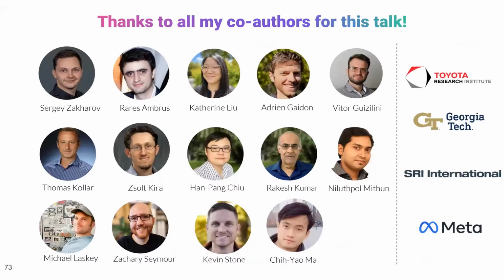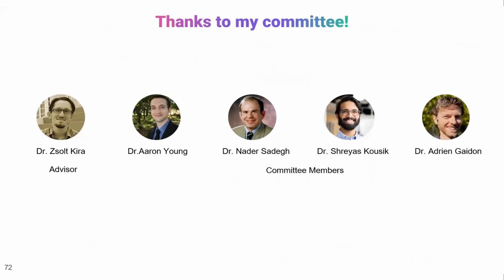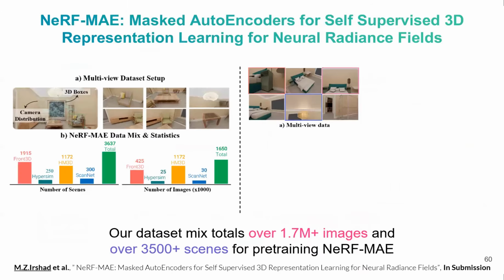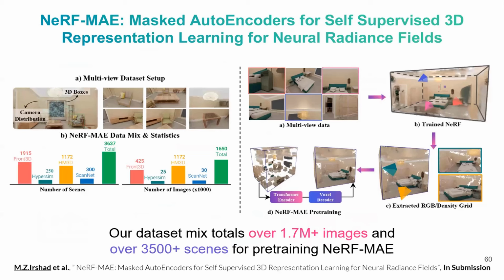Yeah, if I can quickly, I guess the question is, which dataset did I use for NeRF-MAE? I just want to correct one thing: we show results only on indoor scenes, so every evaluation is on indoor. But to answer your question, we use four different datasets, which are Front3D, Hypersim, Habitat, Matterport 3D, as well as ScanNet. These all vary in realism as well as the synthetic nature of the dataset.